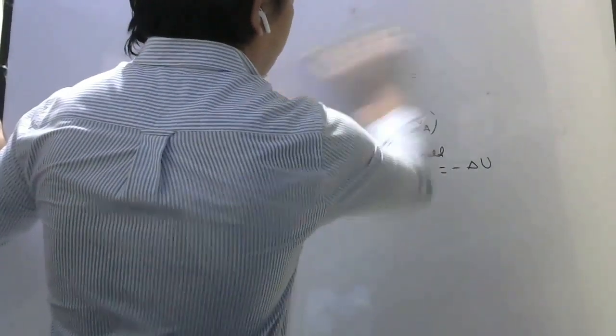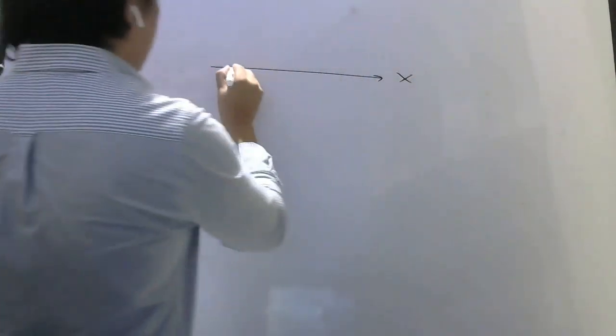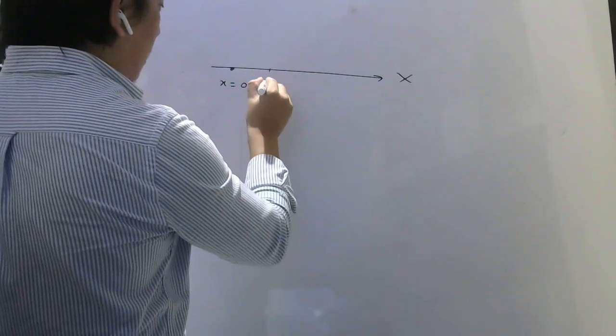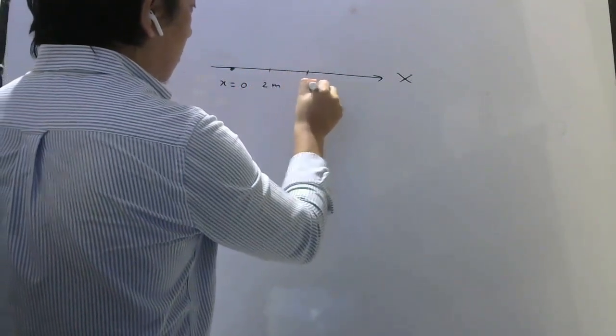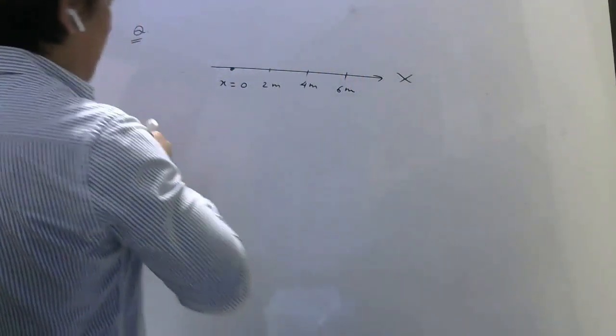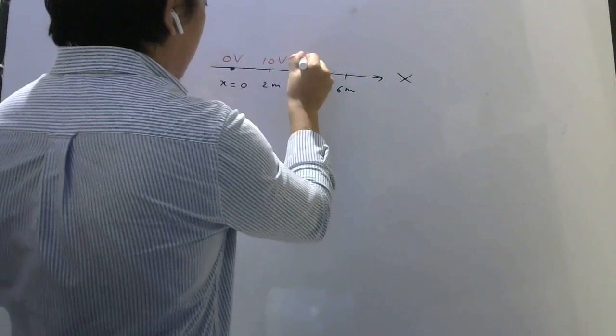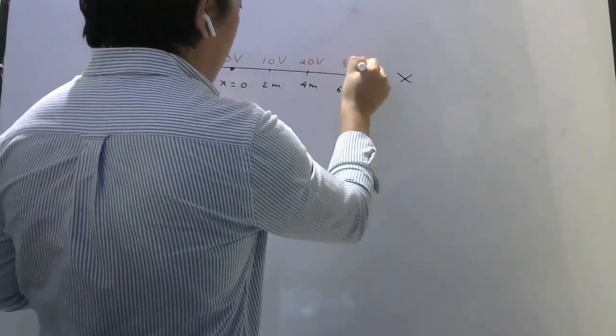Now let me ask you a very interesting and simple question based on all this. So try to answer, okay? So imagine the question is like this. This is x-axis and this is the origin, let's say x equal to 0, and this is point x equal to 2 meter, x equals to 4 meter, 6 meter, like that. And I'm saying to you that at these different points potential is changing like this: 0 volt, 10 volt, 20 volt, 30 volt, like this.